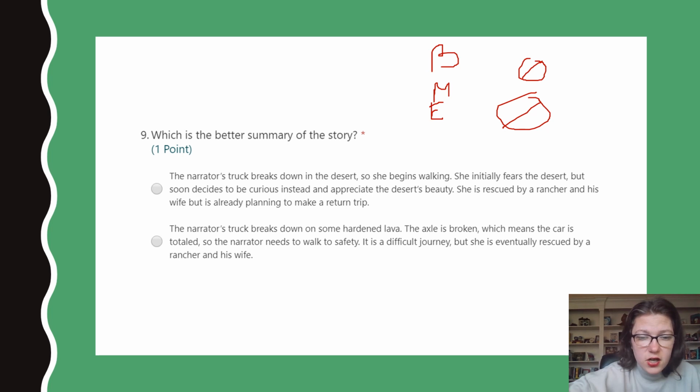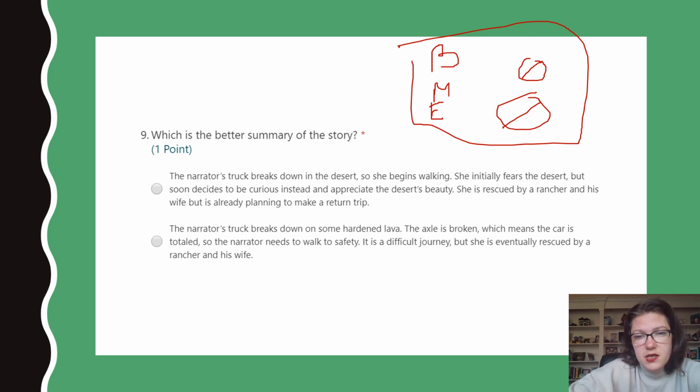The narrator's truck breaks down in the desert, so she begins walking. She initially fears the desert, but soon decides to be curious instead and appreciate the desert's beauty. She is rescued by a rancher and his wife, but is already planning to make a return trip. Okay, so that's the first one. So think about, does it have all of these things in it? BME, no opinions, no extra details.